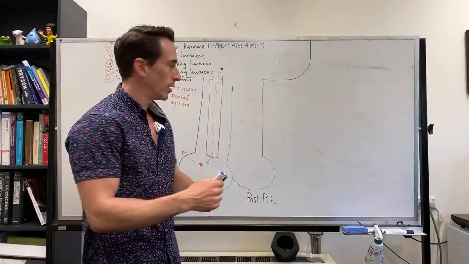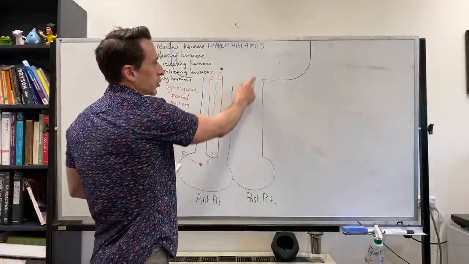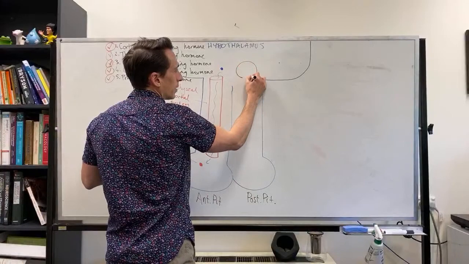Hypothalamus, posterior pituitary. Here's the thing. It's not a bloodstream that connects the two. It's nervous tissue that connects the two.